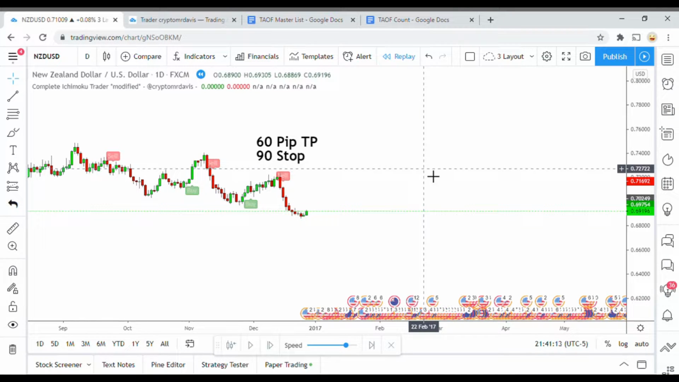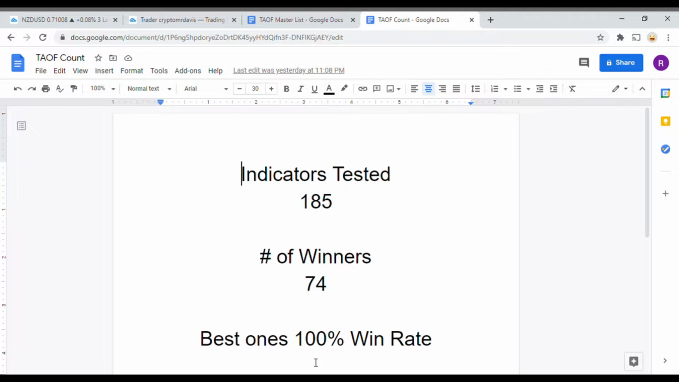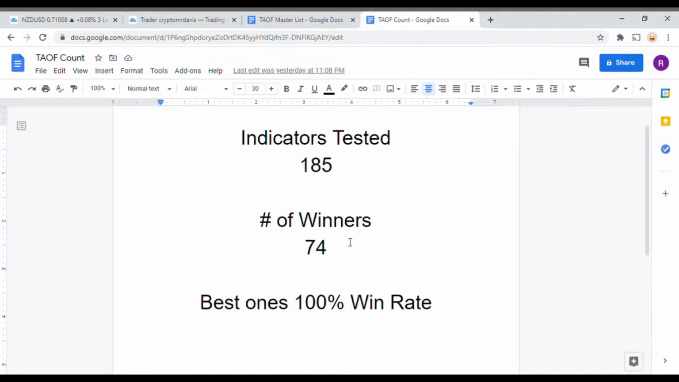All right, as I said, today we will be testing the complete Ichimoku Trader indicator. But before we do, I wanted to put the indicator scoreboard up for everyone to see.